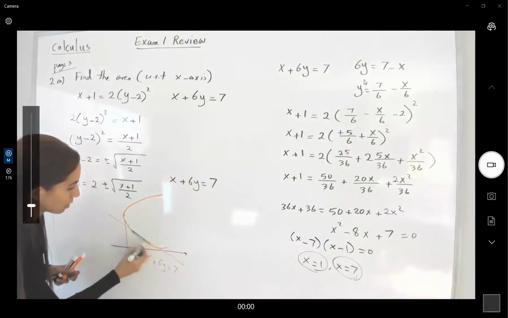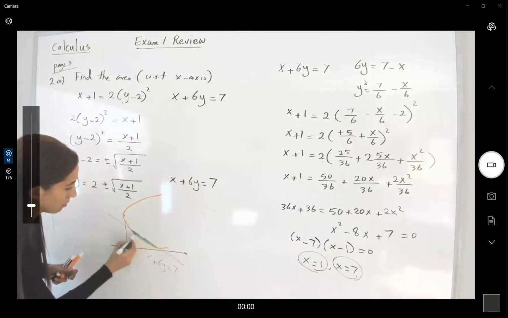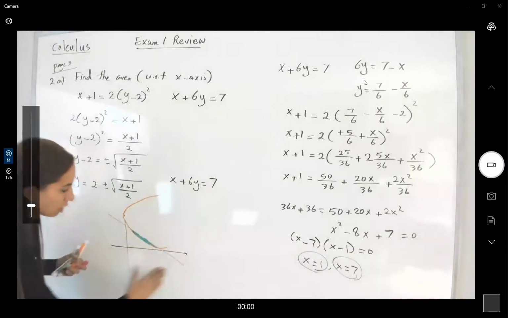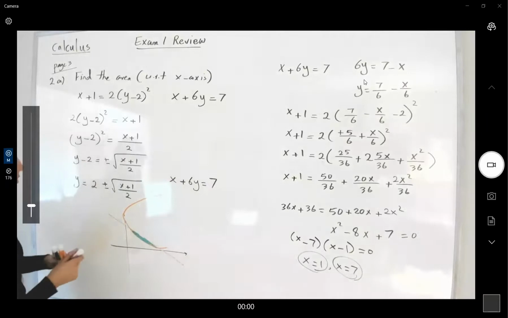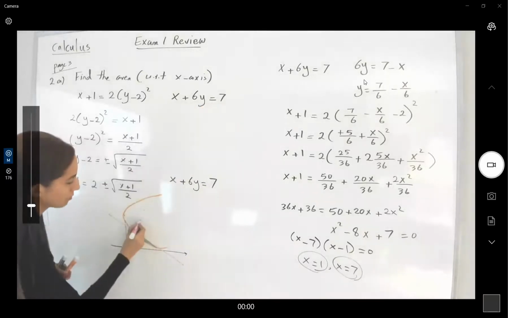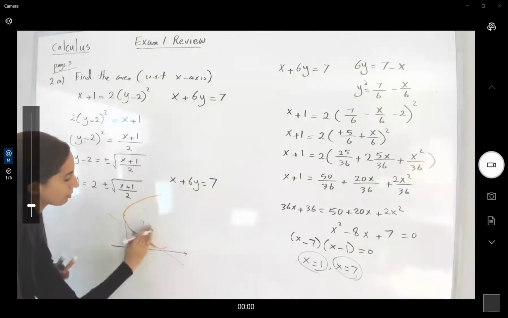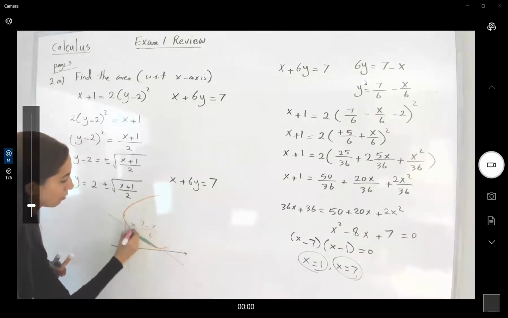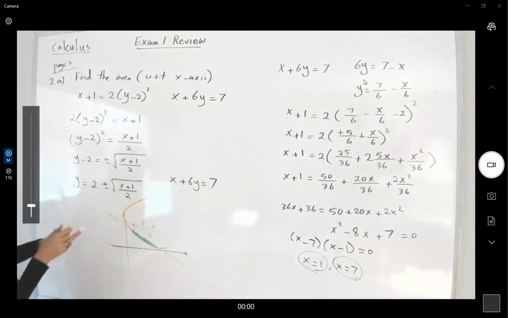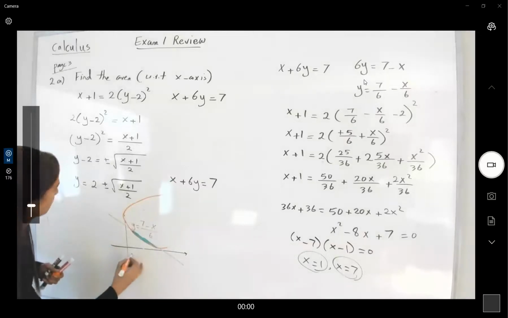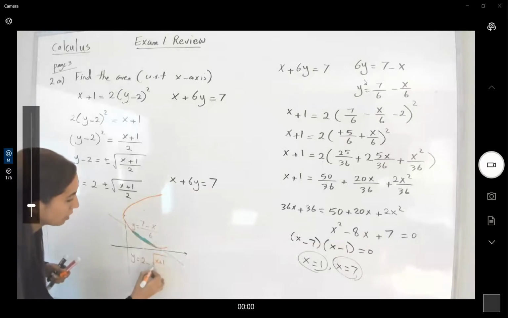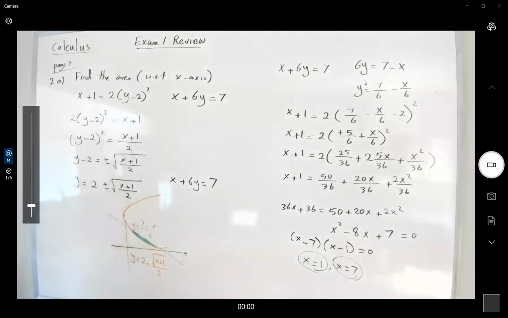Your x is bounded between 1 and 7. We don't have any problem with 1 and 7, but the upper function is your line. This is your line as the upper y value, y equals 7 minus x divided by 6. This is your y value from the top, and down here it is the negative sign: y equals 2 minus the square root of (x plus 1) divided by 2.